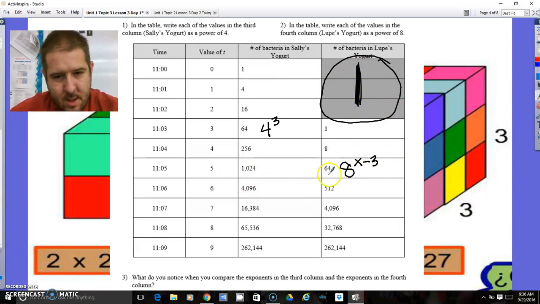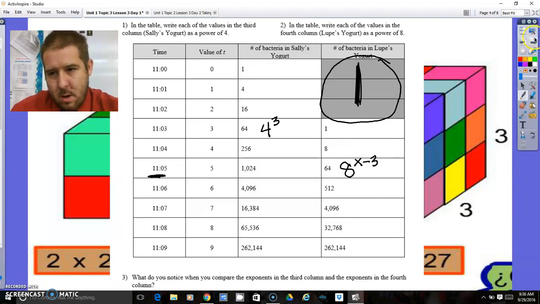So this actually started 3 minutes later. If we were referring to 11 o'clock, this one was at 5. So it's really 8 to the 5 minus 3. 5 minus 3 is the second power. 8 squared is 64. Ooh, there's the answer. So 11:05 is 5 minutes later. 5 is x. 5 minus 3 is 2. 8 squared is 64. All right, good.